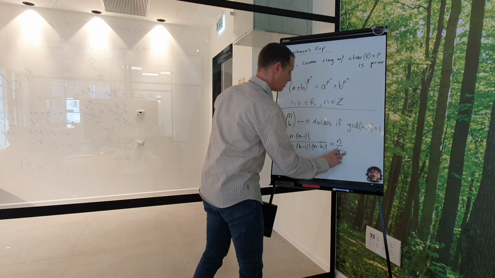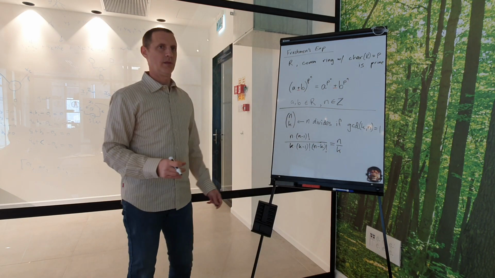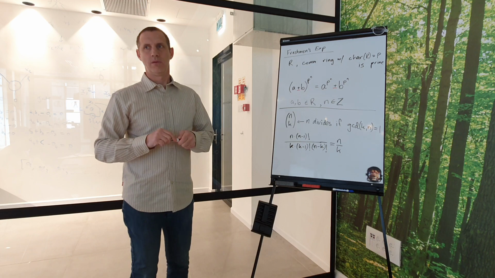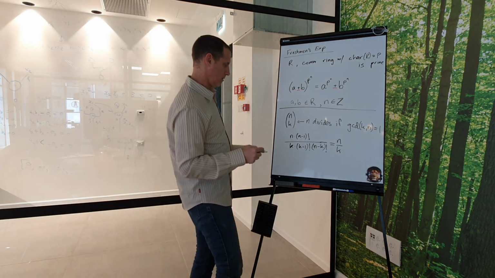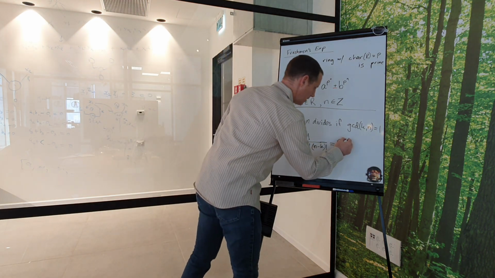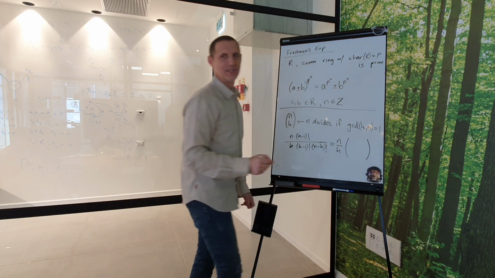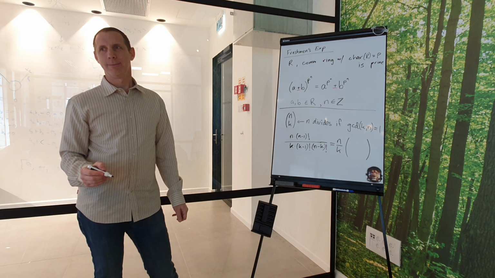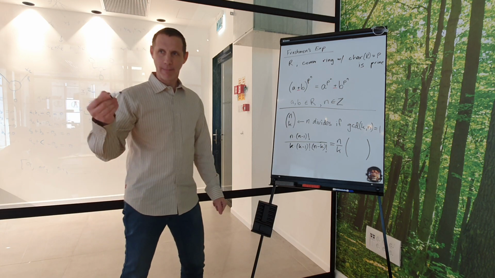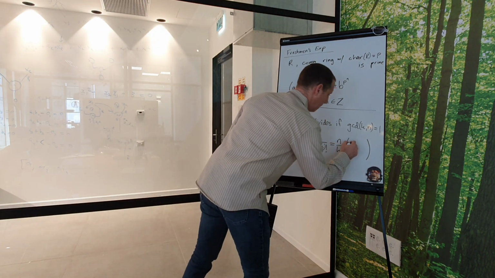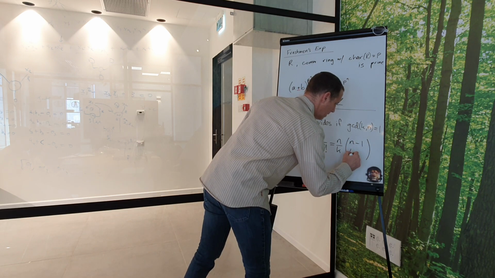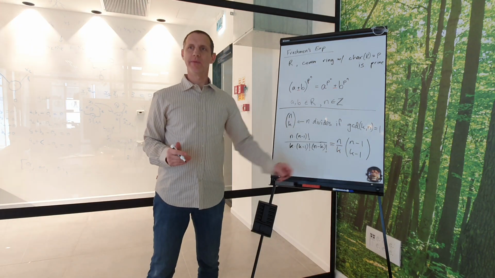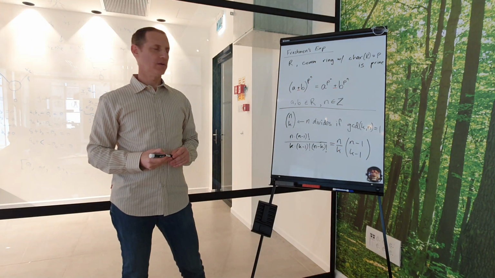I'll give you a hint. So what are we left with? You can also take n minus k. What are we left with? So you can write it as n minus 1 choose k minus 1, multiplied by n over k. Exactly. This is, by the way, pretty standard. I mean, we use this a lot. Okay.